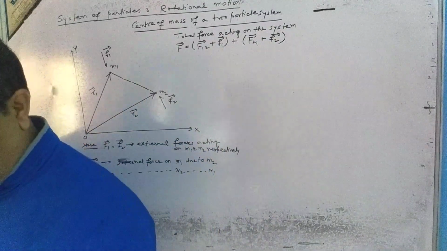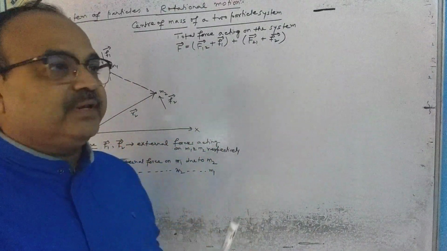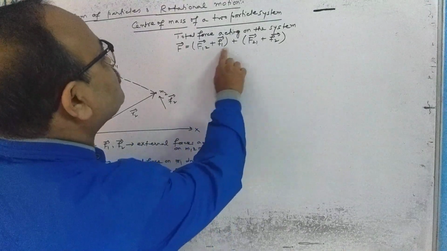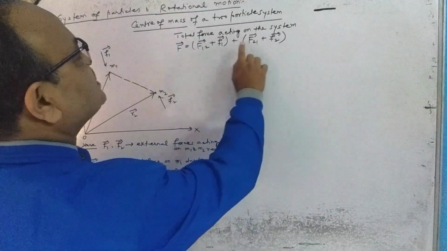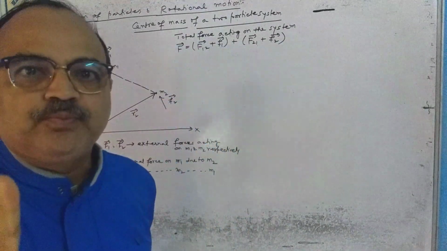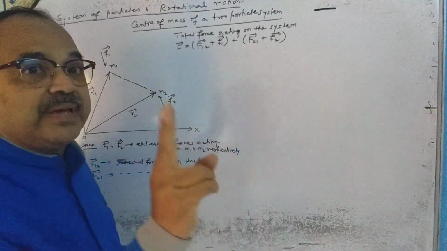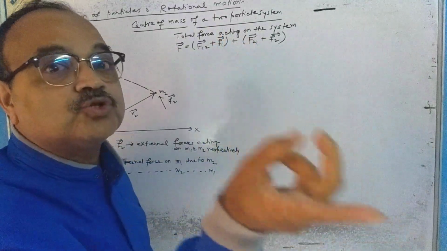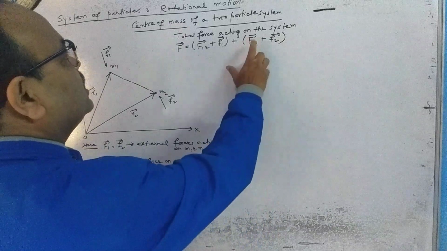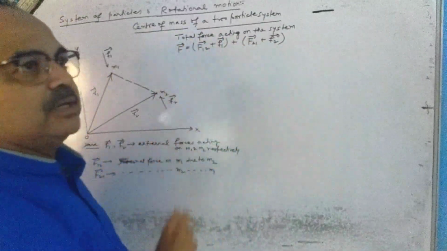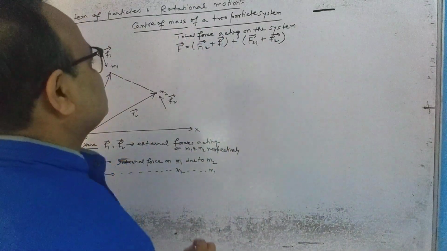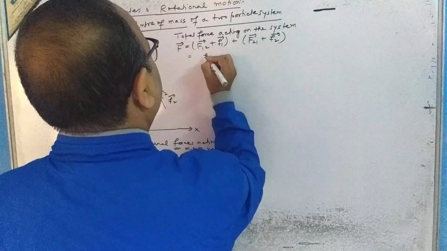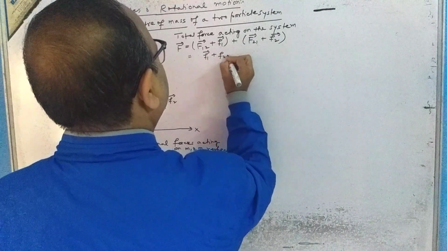Just try to follow me. What I have written, just try to follow. I have written here, this is the total force on M1. This is the total force on M2. Total force on M1 में क्या क्या आएगा? External force plus internal force. Total force on M2 में क्या आएगा? Internal force plus external force. Understood? That means how much we are getting?